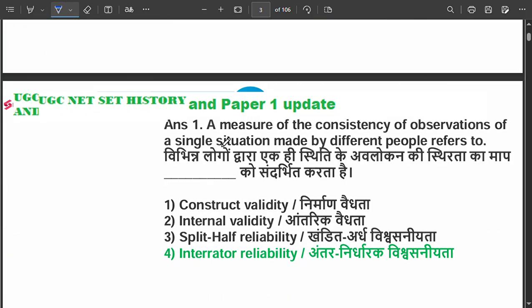A measure of the consistency of the observation of a single situation made by the different people refers to dash. Option number 4, inter-rater reliability, was the correct answer.